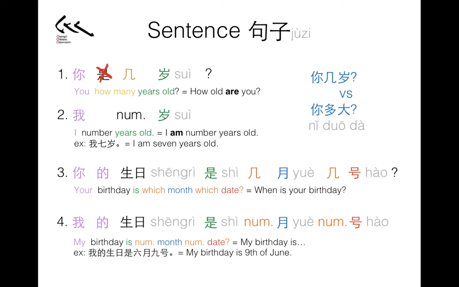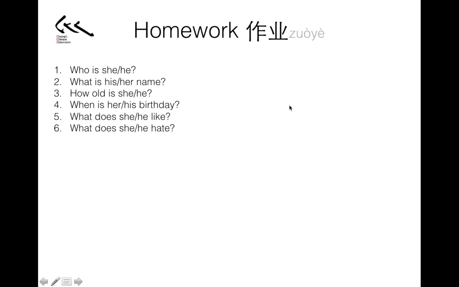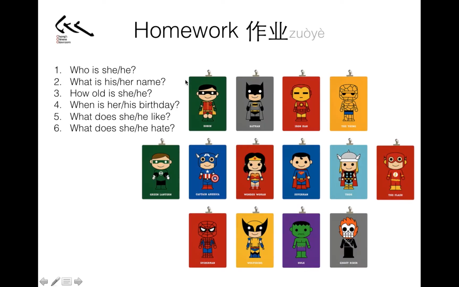So we don't really have practice for today. We have a lot of homework, and my homework is, I like it very much. First, think about how you could say these sentences in Chinese. Who is he or she? What is his name or her name? How old is she? He? When is her birthday? Think how to express this in Chinese, and I'm going to randomly ask you questions about these guys. So you might want to do some research about them. All right.